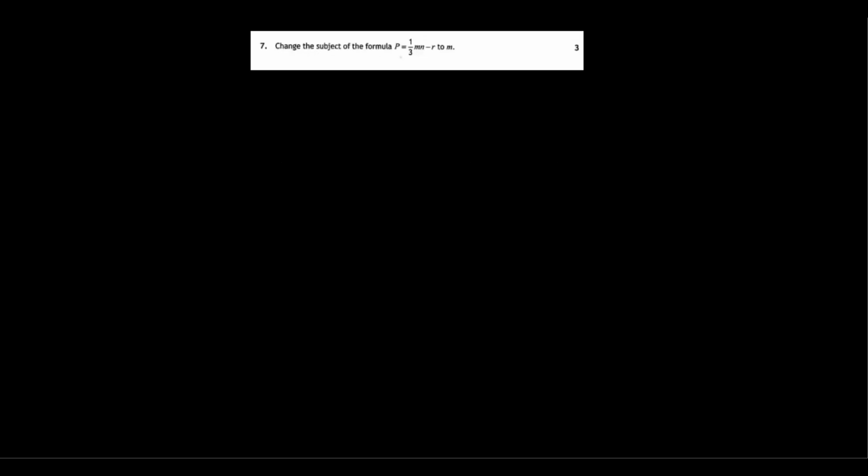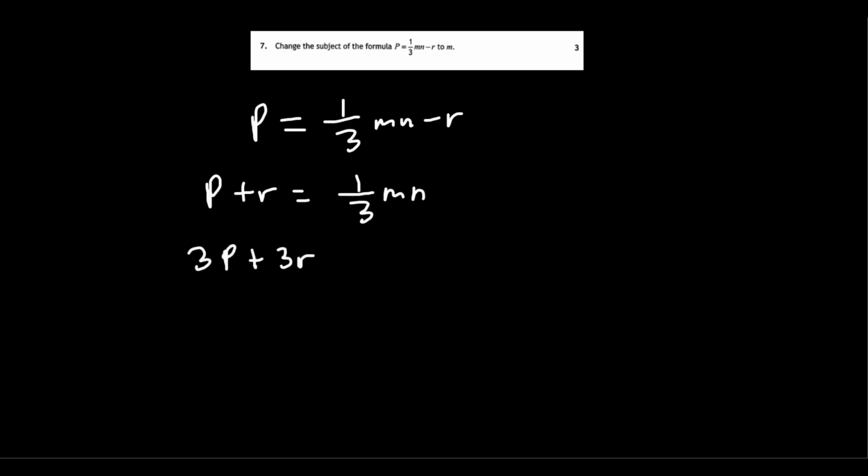Change the subject of the formula P equals that stuff to M. Okay, so I'll just write out the formula. So we start by moving the R to the other side, so that would give P plus R equals 1 over 3 Mn. And then we multiply both sides by 3, so that gives 3P plus 3R equals Mn. And then if we divide by N, that would give 3P plus 3R over N.